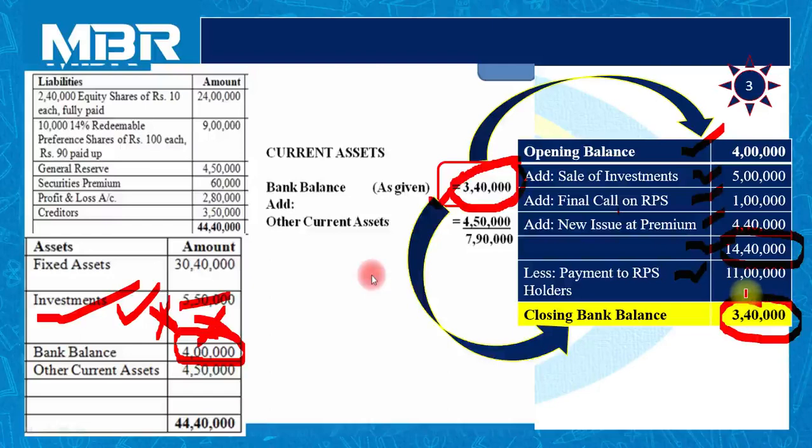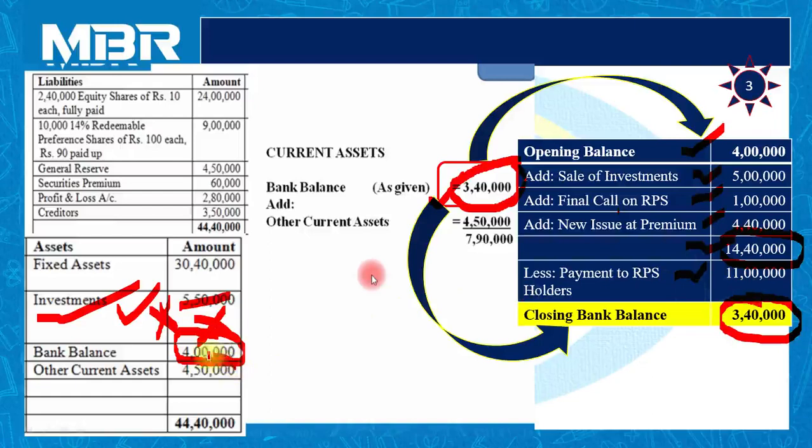So if you don't want to put the closing bank balance of rupees 3 lakhs 40,000 directly, don't worry, you can prepare a list of the receipts and payments in order to calculate the closing balance. And if it is 3 lakhs 40,000, it means that your calculation is absolutely perfect. Why? Because the requirement of the examiner is to maintain the closing balance of rupees 3 lakhs 40,000, and as per our calculation, the closing balance is also rupees 3 lakhs 40,000. So it is proof that our calculation is absolutely perfect.